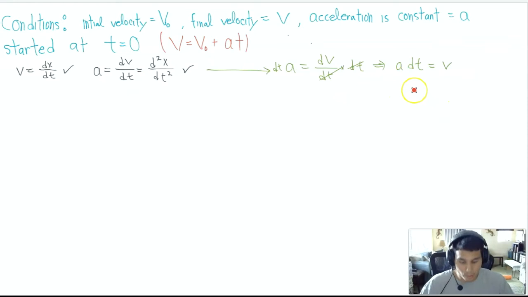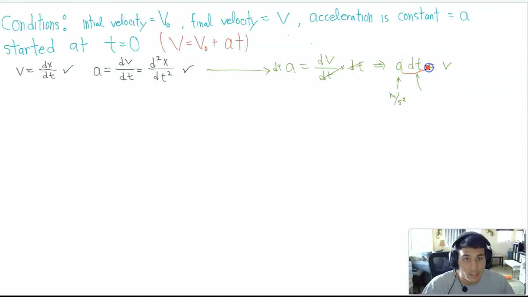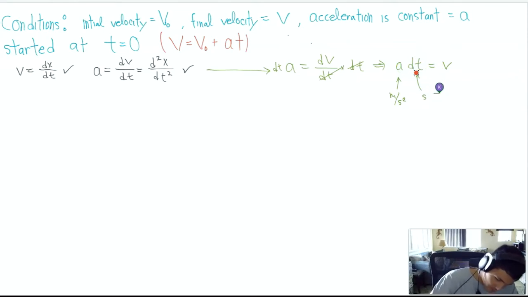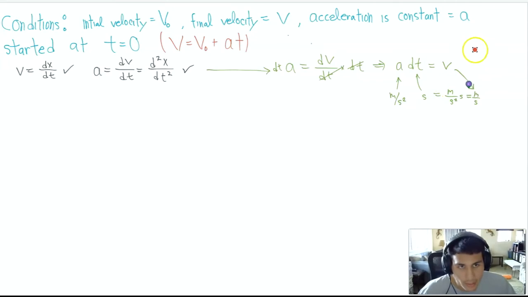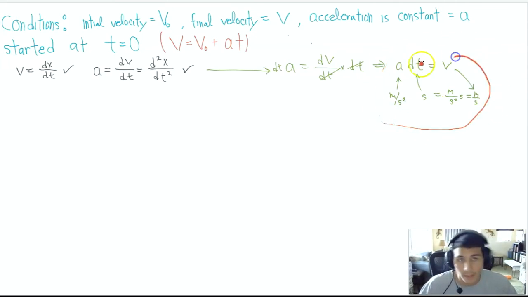Real quick, before we even move on, the units for acceleration are meters per second squared. The dt still has units of seconds. So this is equal to what? Meters per second squared times seconds is equal to meters per second, which is what velocity is. So this is how you can check your work sometimes, by using the units and seeing if they cancel out to what they should be.